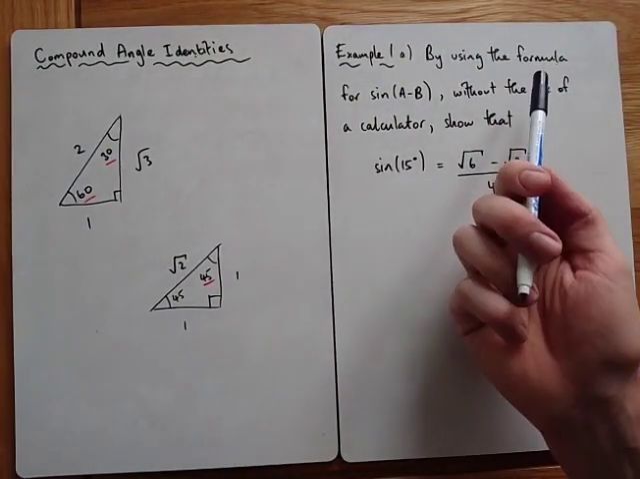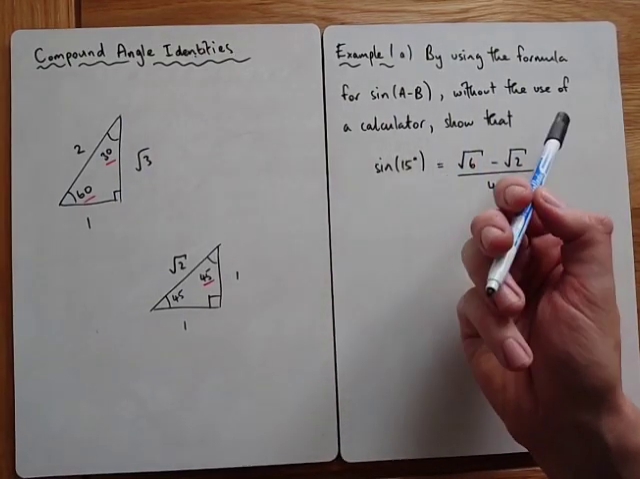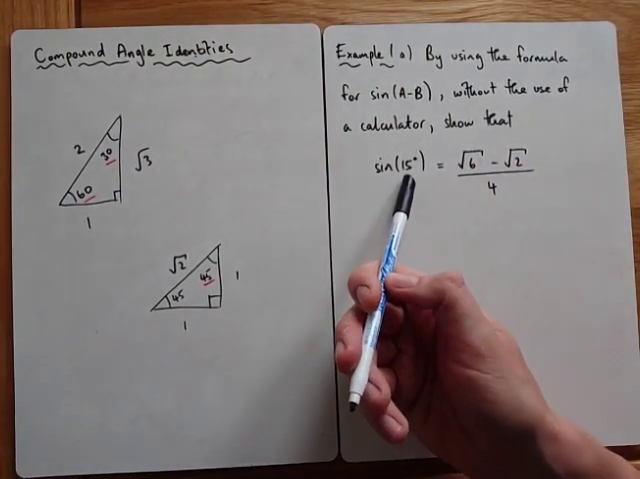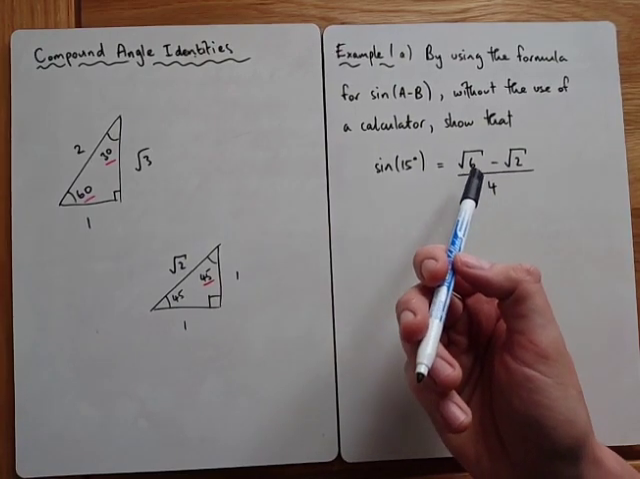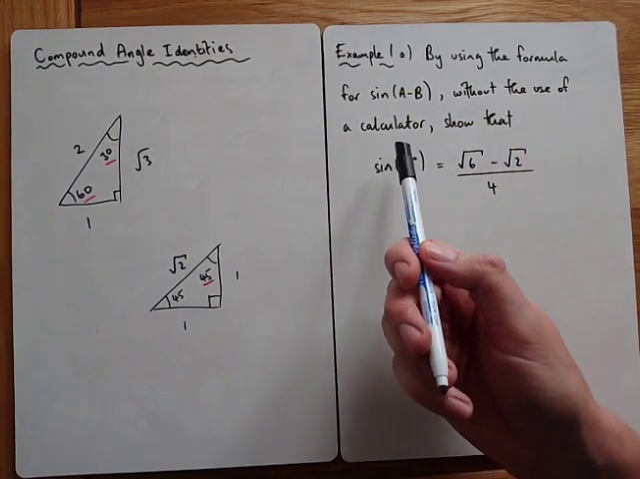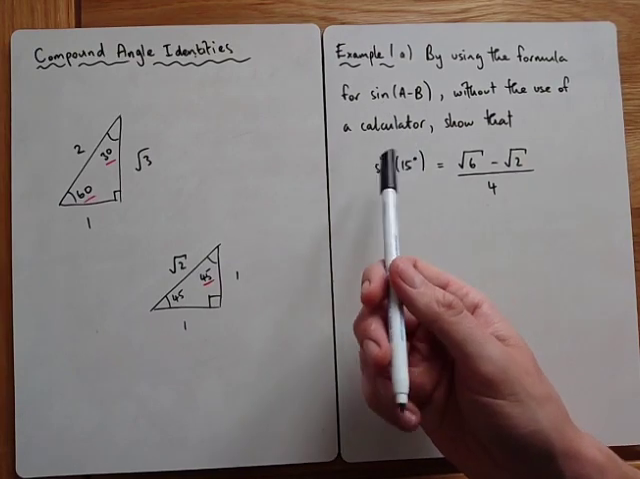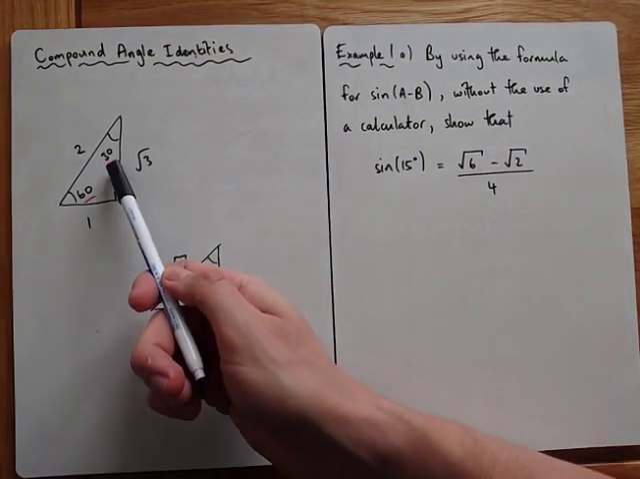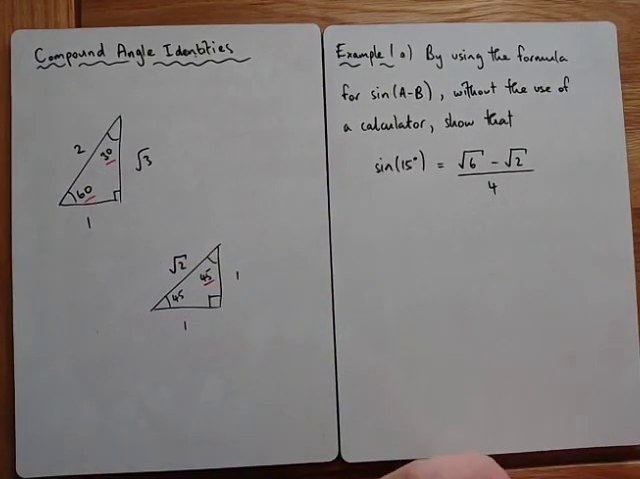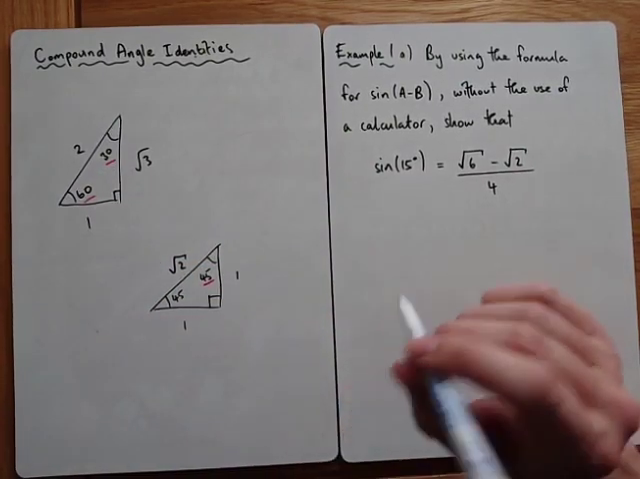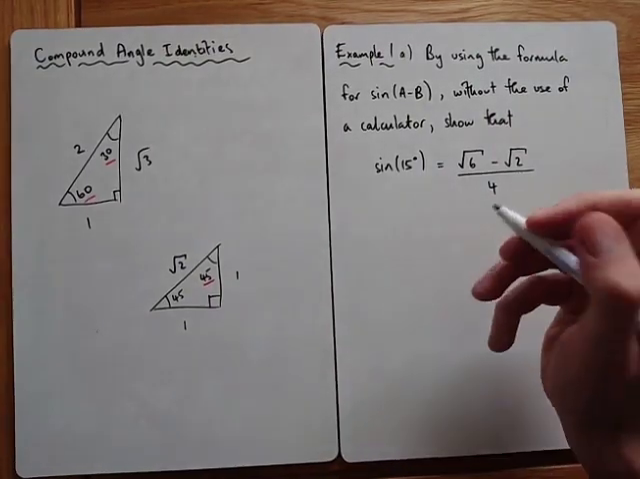So it says, by using the formula for sine of a minus b, without the use of a calculator, show sine of 15 degrees is equal to root 6 minus root 2 over 4. Okay, so clearly without the use of a calculator we've been asked to do this. And if you think back to the other video, these common trig ratios are ones that we're expected to remember from GCSE. So what could we do with 15 degrees?